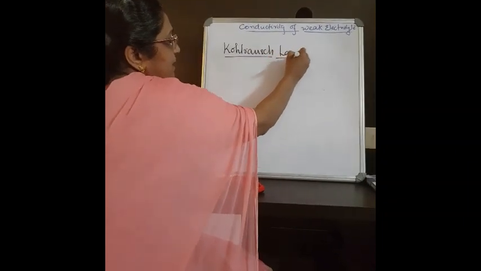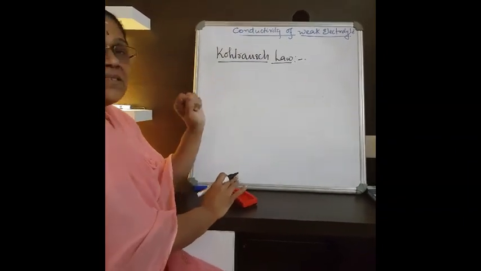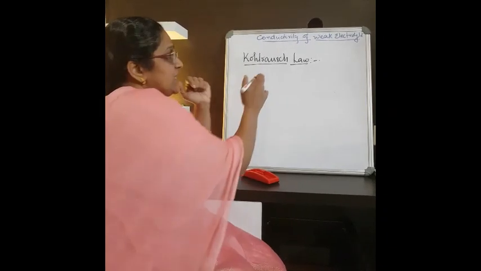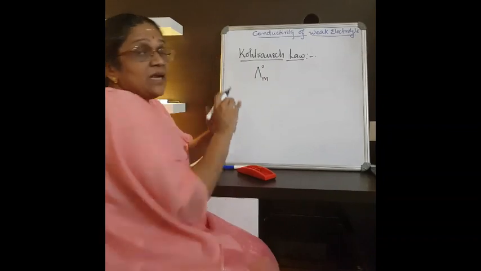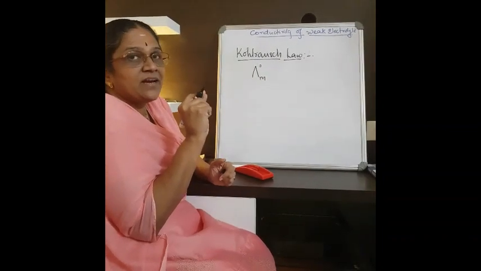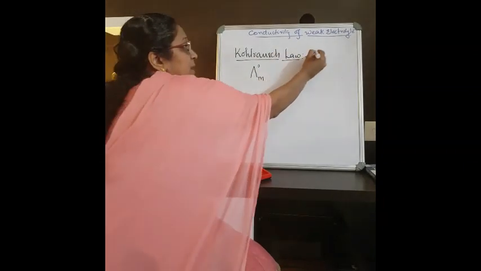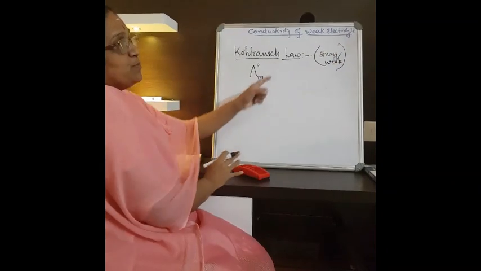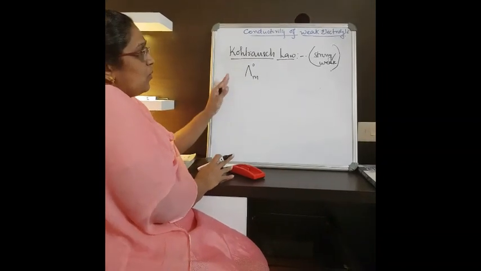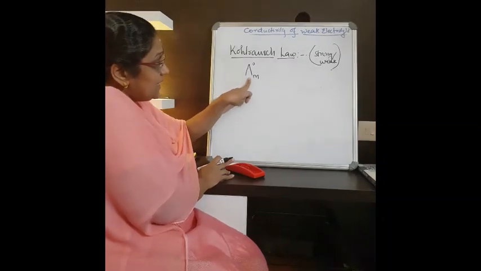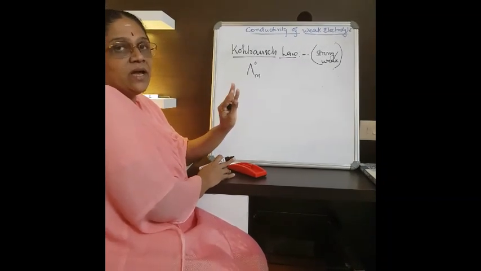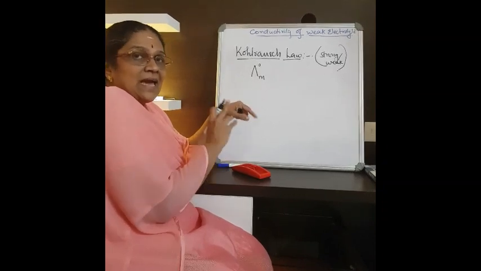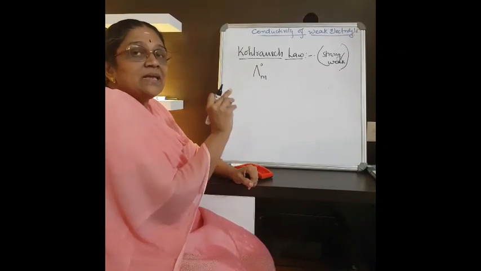Kohlrausch law of independent migration of ions. What this law states is that the limiting molar conductivity, lambda 0, of any electrolyte, very important, is applicable to both strong as well as weak electrolytes. Kohlrausch law states that the limiting molar conductivity of any electrolyte, whether strong or weak, is equal to the summation of the individual contributions of the cation as well as the anion of that electrolyte.